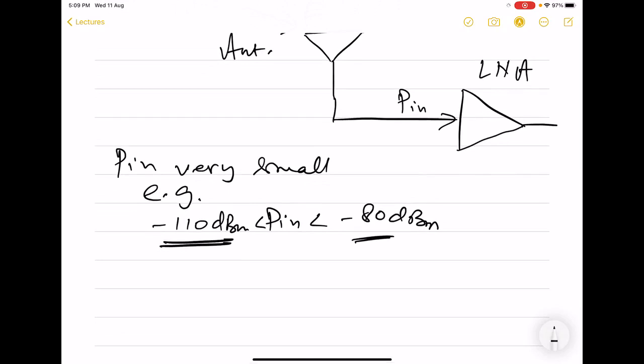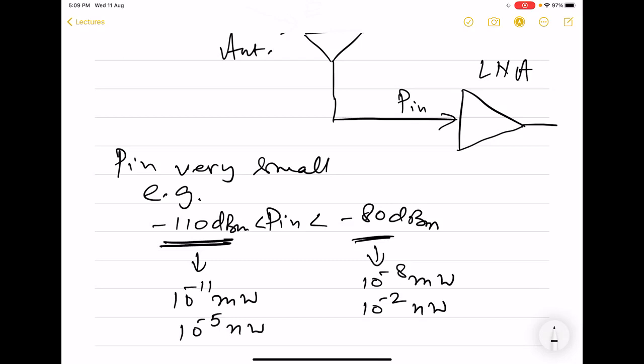But here also you can see that these values correspond to an extremely small amount of power. For example, this minus 80 dBm corresponds to 10 raised to the power minus 8 milliwatt, and this you can see is 10 raised to the power minus 2 nanowatt. Similarly, this minus 110 dBm corresponds to 10 raised to the power minus 11 milliwatt, and this is 10 raised to the power minus 5 nanowatt. So you can see that our communication receivers typically receive an extremely weak signal.